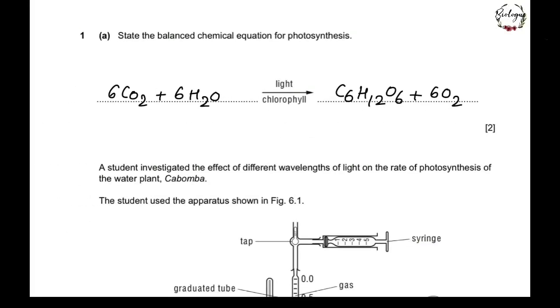Okay, state the balanced chemical equation for photosynthesis. This is self-explanatory. You have C6H12O6 as glucose. So 6CO2 plus 6H2O, under the presence of light and chlorophyll, give you C6H12O6 plus 6O2. Make sure you write this part because this carries 1 mark.